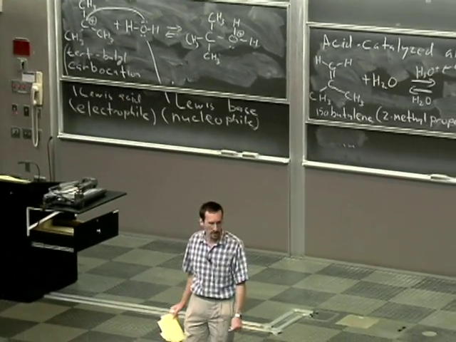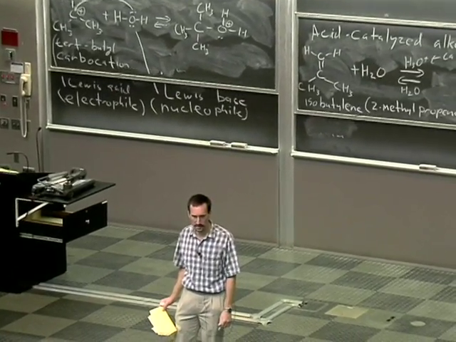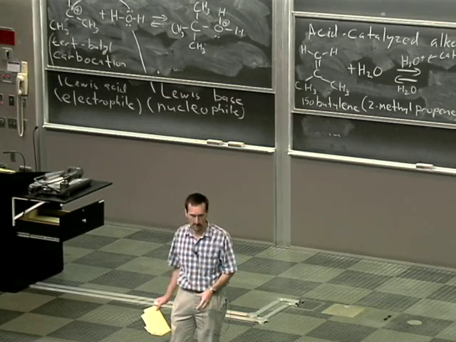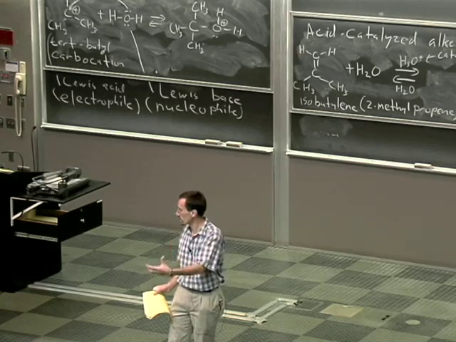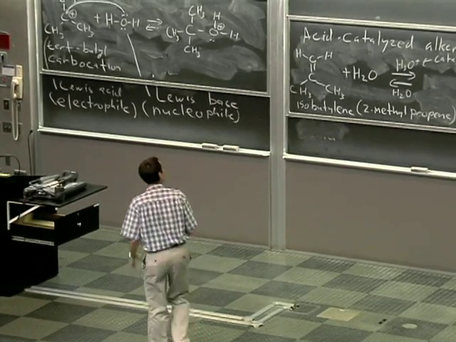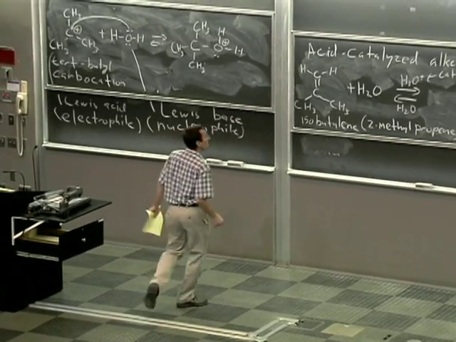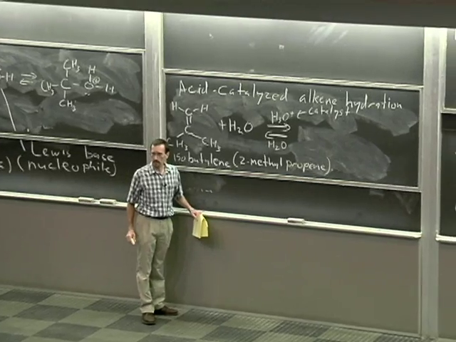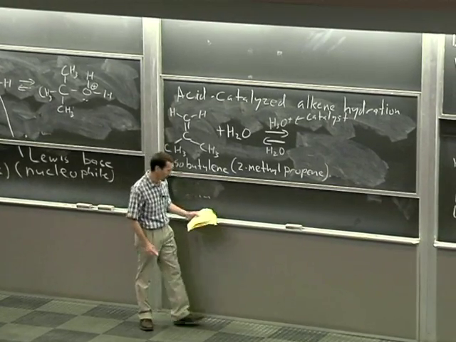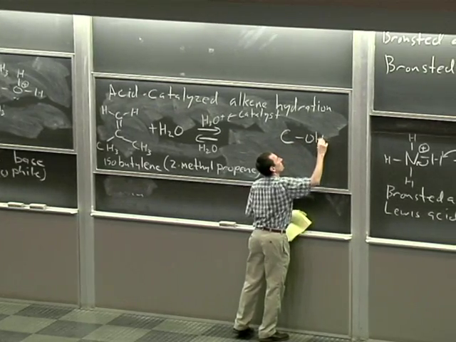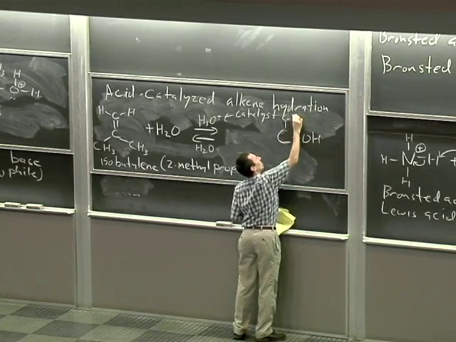If I wanted to do this reaction and wanted a catalyst, I would take some sulfuric acid and put it into water, and that of course would make H3O plus and HSO4 minus, bisulfate anion. The overall product of this reaction, and it's an equilibrium, goes forward, it goes reverse, is tert-butyl alcohol.